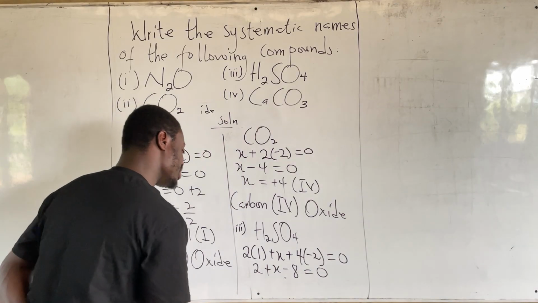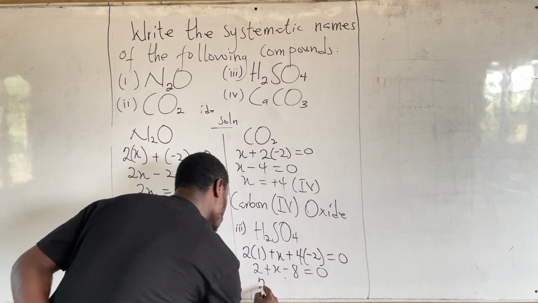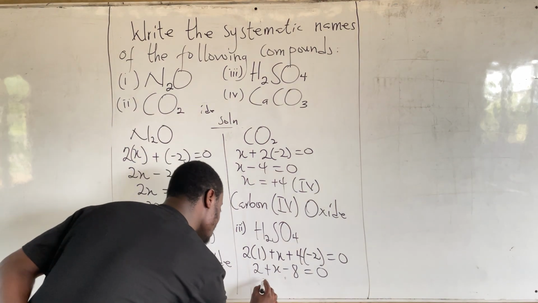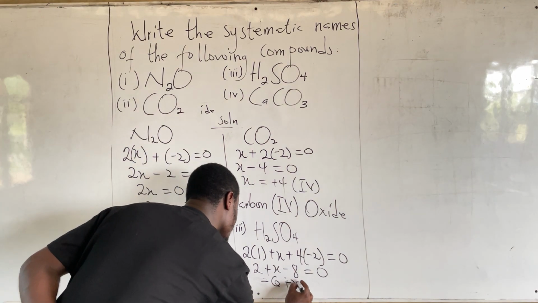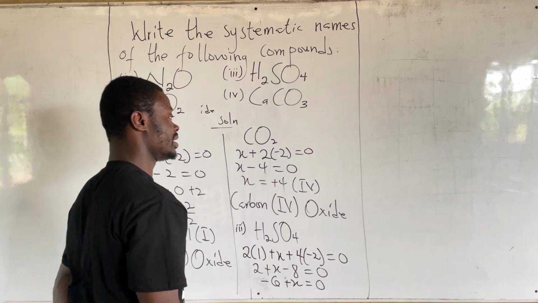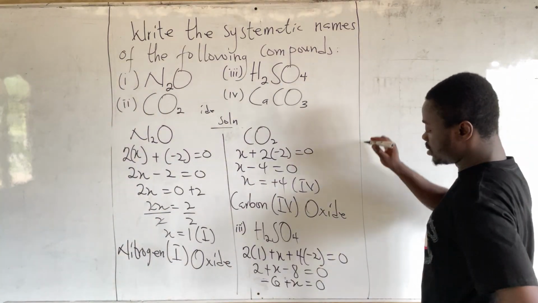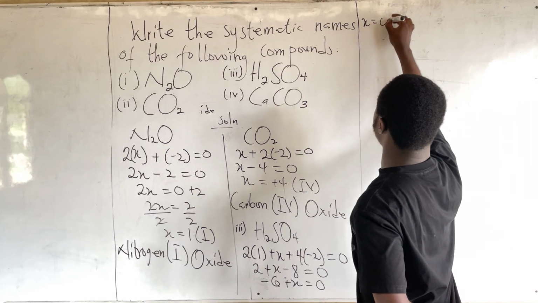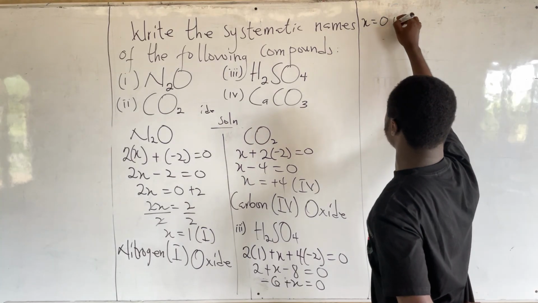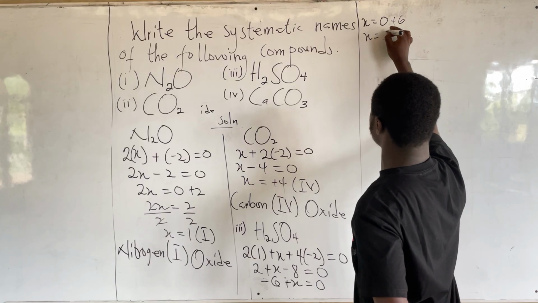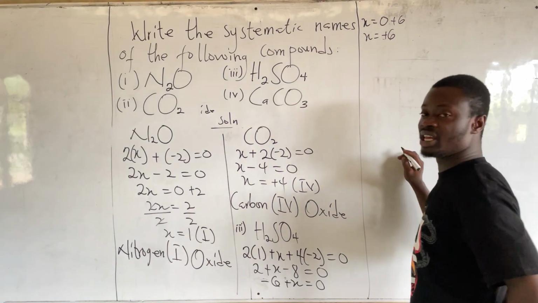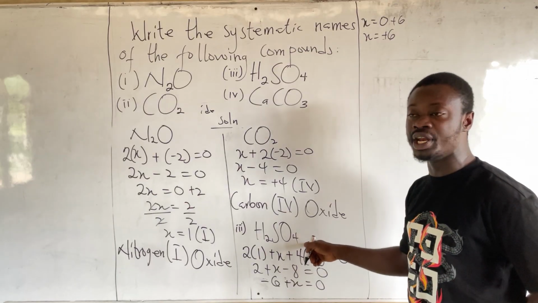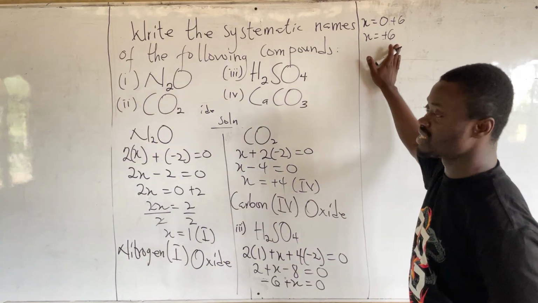Then we are going to get 2 minus 8, that is going to give us minus 6 plus x to be equal to 0. Now let's continue. So we can say x will be equal to 0, this one will change sign to become plus 6. Therefore, x equals positive 6. So the oxidation number of sulfur in sulfuric acid, that is the old name, is positive 6.